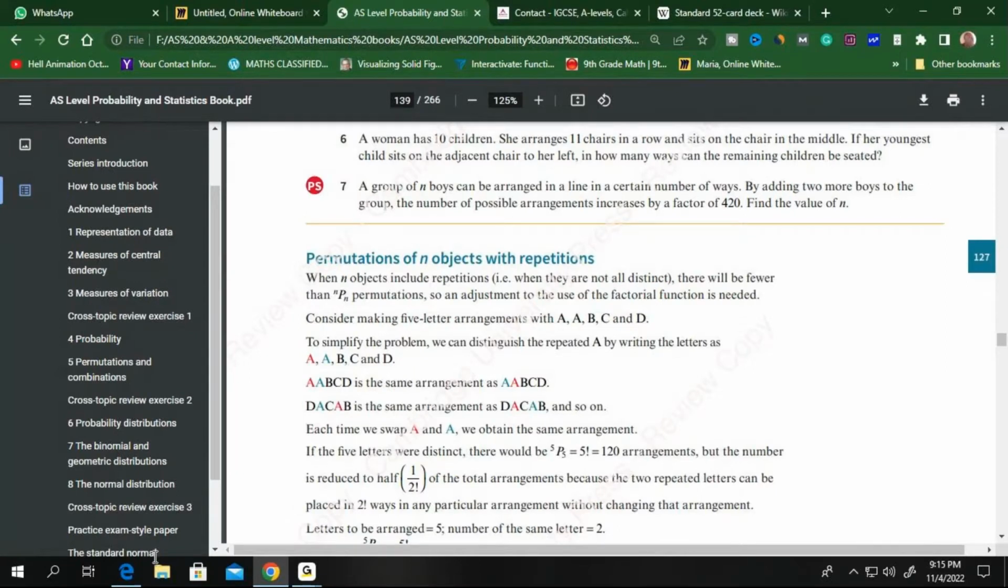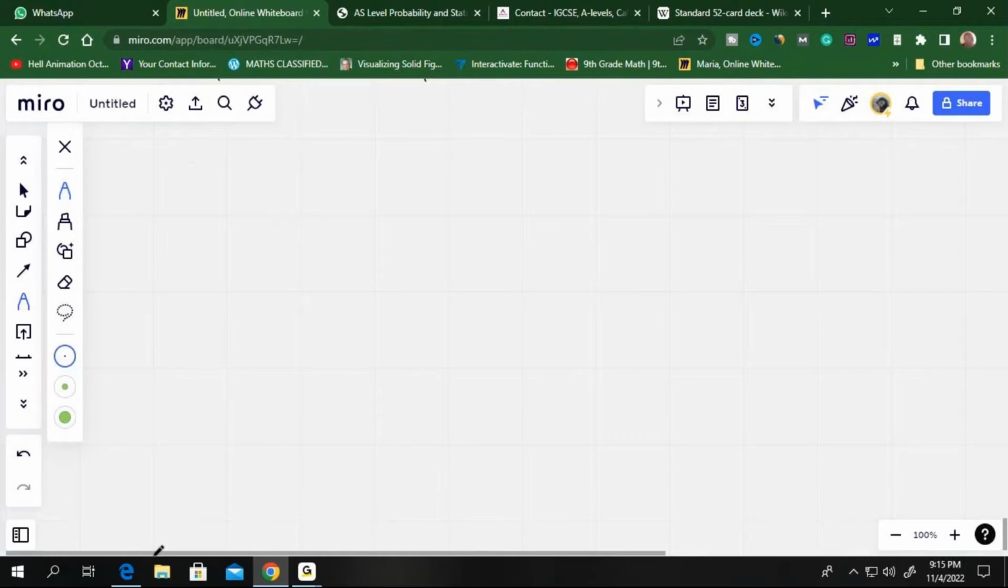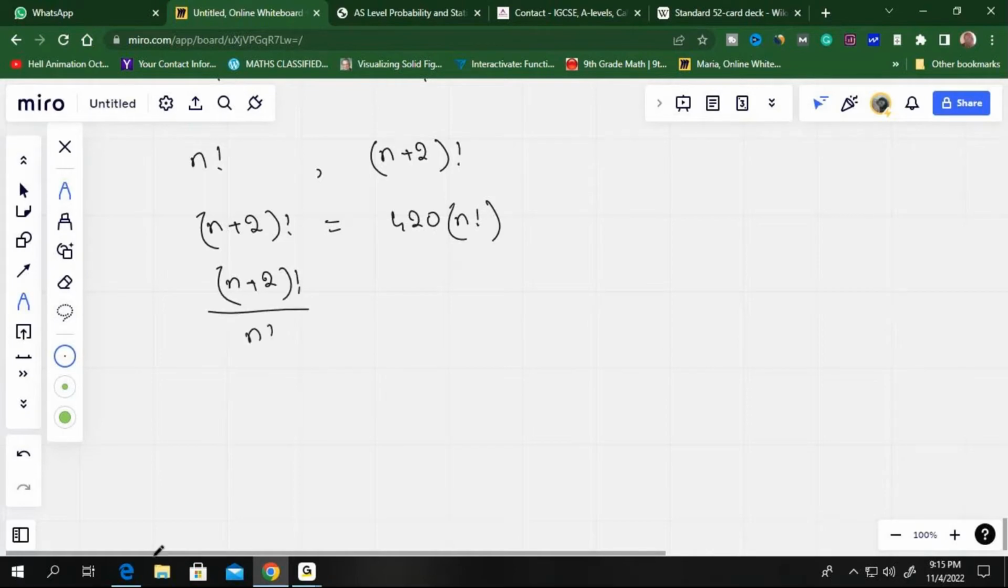Now, let's see. If I'm having n boys, I can make n factorial ways to arrange them in a row, right? If I'm having n plus 2 boys, I can make n plus 2 factorial ways to arrange them in a row. And they have just said that this number of ways is actually 420 times more than this arrangement. So I can write that n plus 2 factorial upon n factorial is equal to 420.